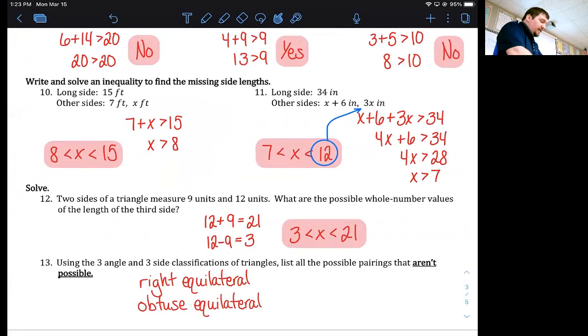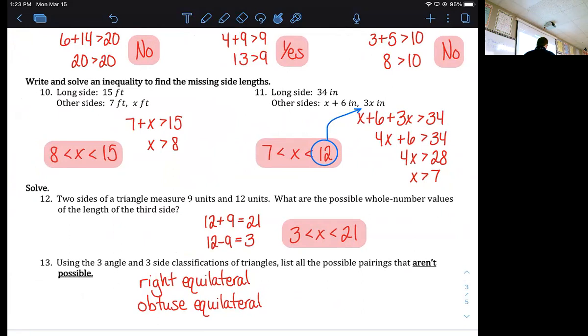Number 12, 2 sides of a triangle measure 9 and 12 units. What are the possible whole number values for the length of the third side? Well, you never said if the third side was the short side, the middle side, or the long side. You just said the third side. So let's say that it was the long side.